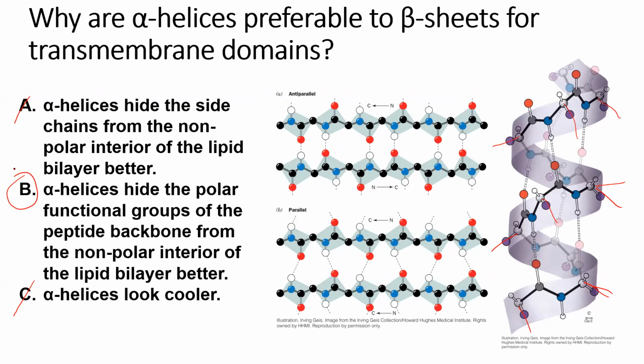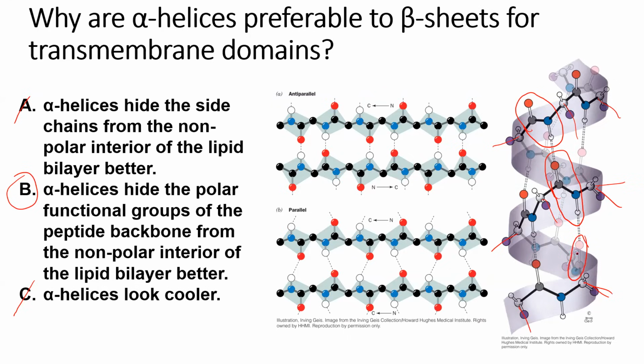So alpha helices hide the polar functional groups of the peptide backbone from the nonpolar interior of the lipid bilayer better, right? So if you look at the structure of the alpha helix, let's look at our peptide bonds. We were talking about how peptide bonds interacting with the nonpolar tails would be energetically unfavorable. But let's take a look at where those peptide bonds are. So let's just take a look at these three, for instance, and then the other one is out here, okay?